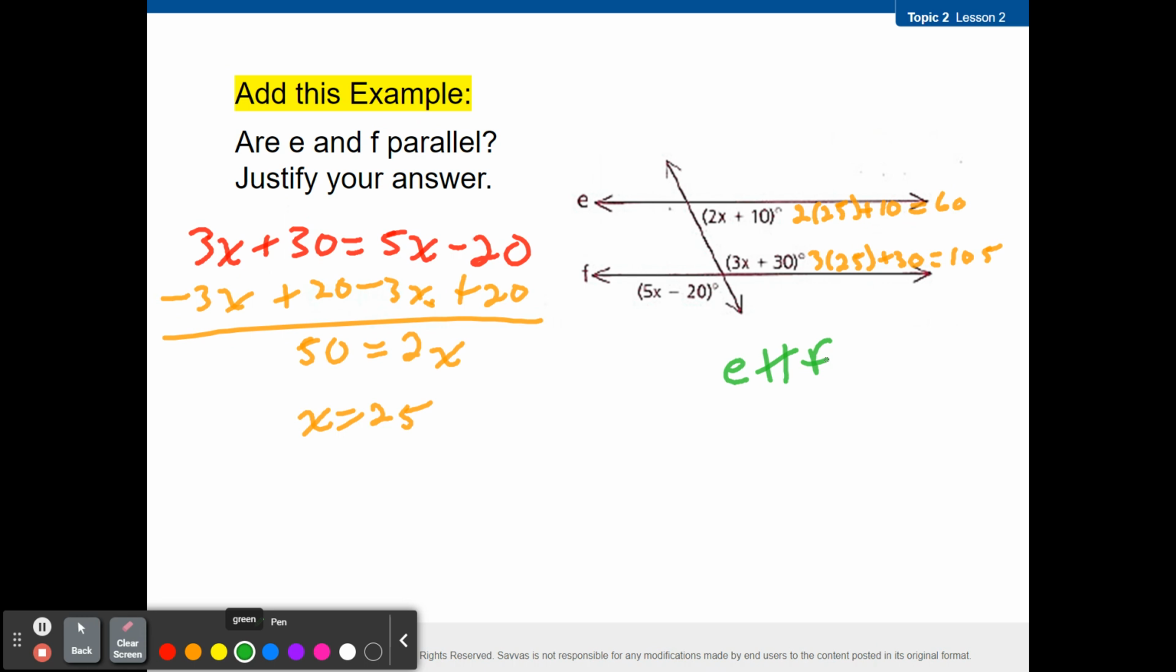Questions on this? Anybody still writing? I don't want to move ahead unless you guys are done writing. Okay, I see. Gotcha. We caught up? All right.